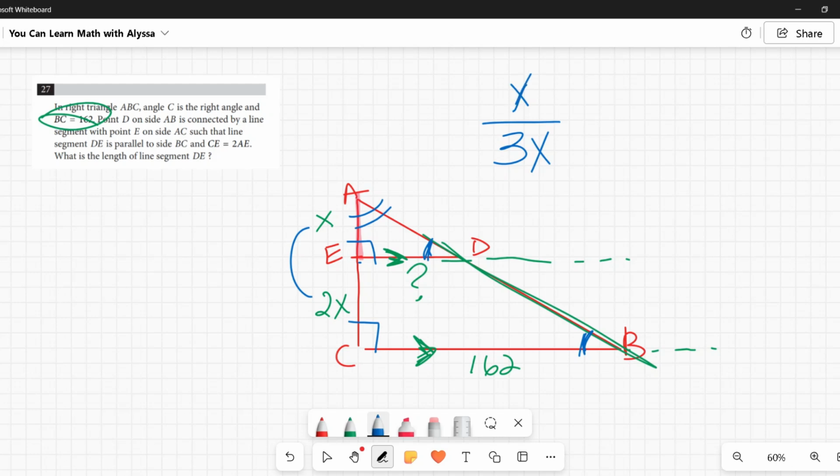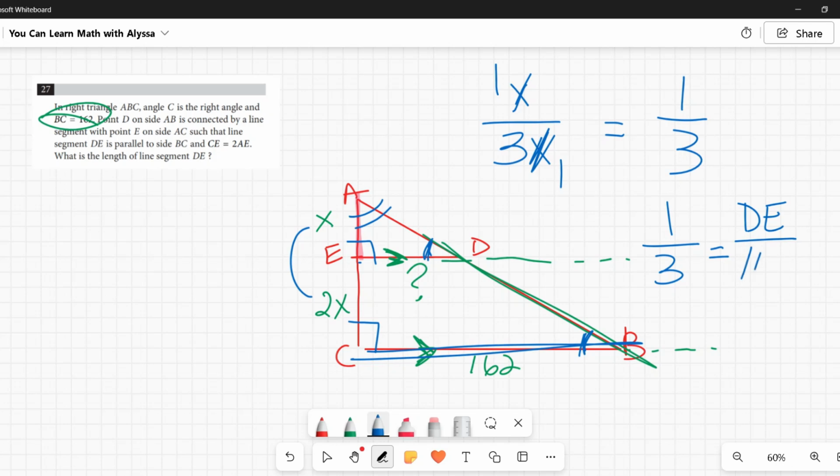So the x's are going to cancel out, just leaving 1 and 1. So the ratio is 1 to 3, not 1 to 2. So if I know that 1 to 3 is my ratio, and side DE is the side I don't know, and side BC, the side I do know, is 162, I can now cross multiply and solve for that length of the side. You can also view it as just saying, well, it's a third of it, so I can divide by 3. Same difference, both totally viable ways to look at this.